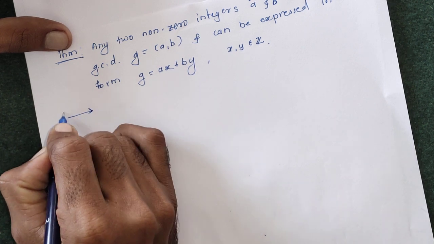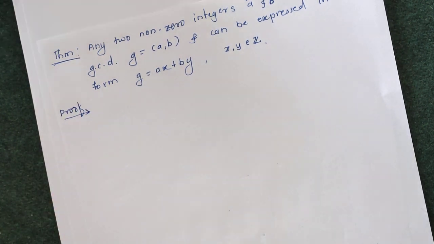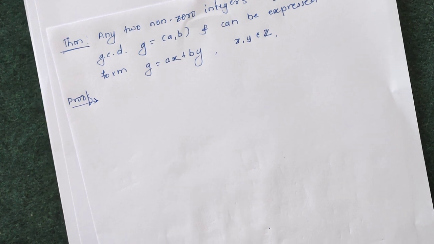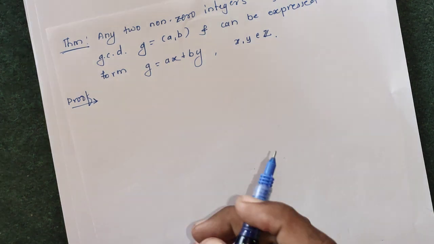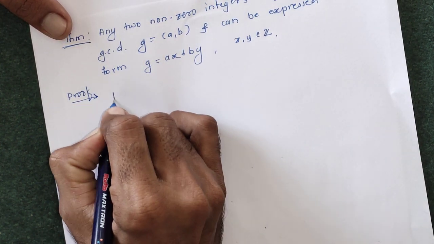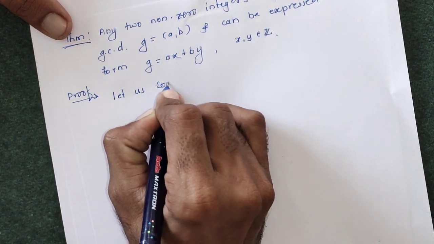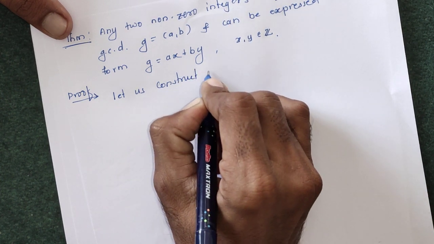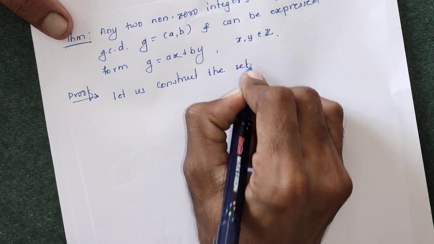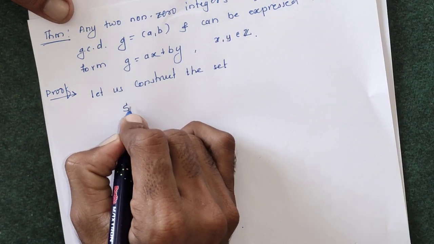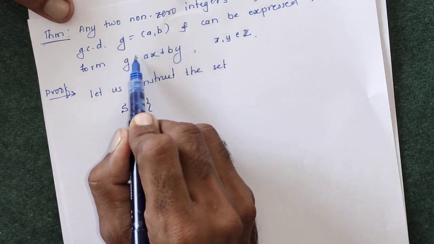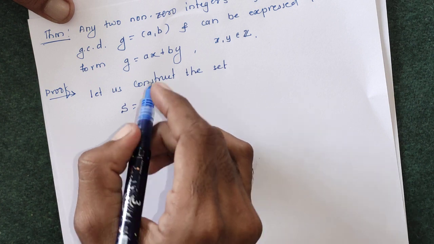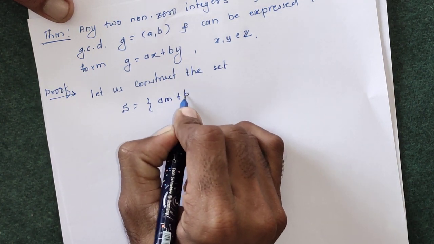Now the proof of this theorem. We are going to prove this result in a similar way as the division algorithm. Like the division algorithm, in this proof we are going to construct another set. Let us construct the set S, in which the elements are of the form ax plus by, that is am plus bn.